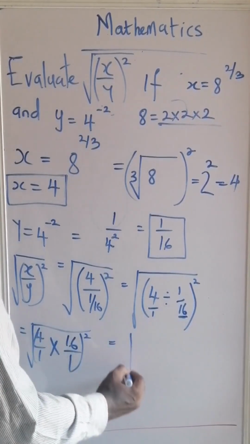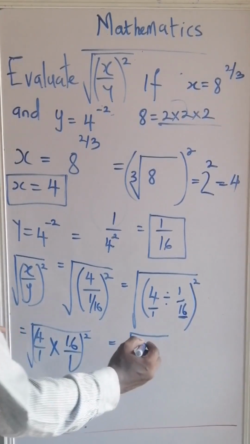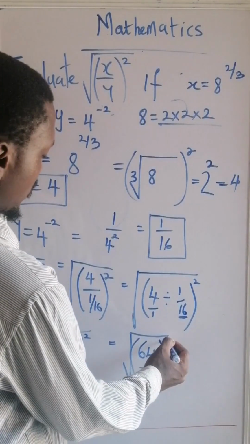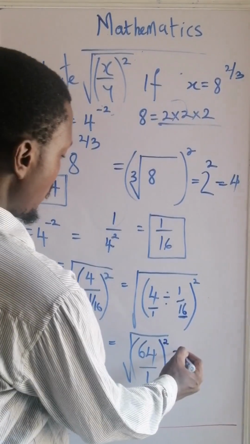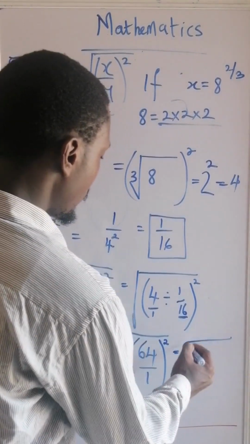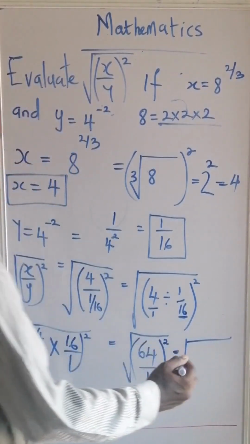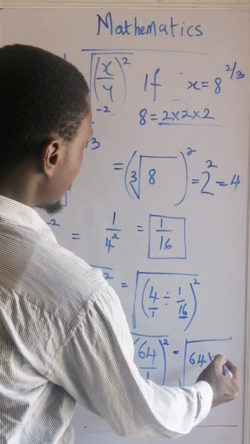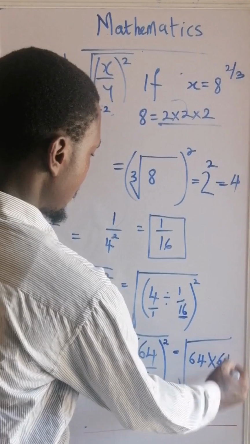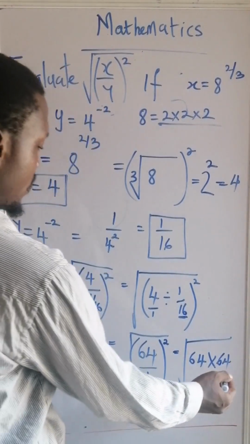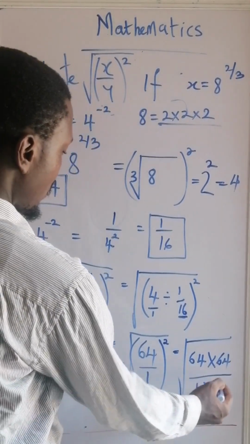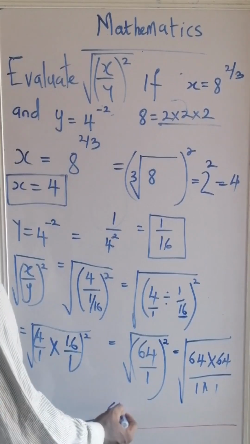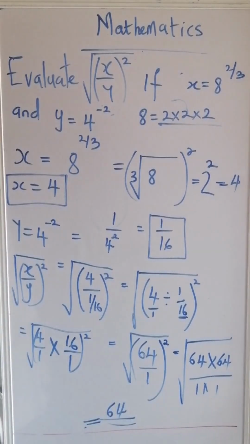Then what's the next thing? What is 4 times 16? 4 times 16 is 64, while your 1 times 1 is still 1. Then you write your square. So we move on. You shall have your root. Now, what is 64 squared? That will be 64 times 64, right? 1 times 64, while your 1 times 1. Now, what is the root of 64 times 64? Just pick 64. So that's the final answer.